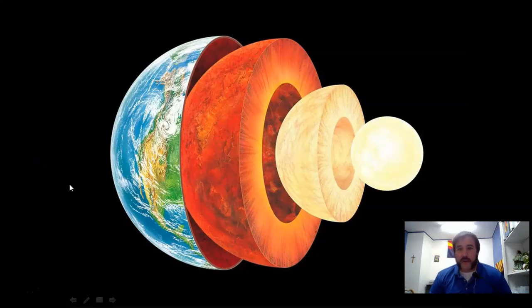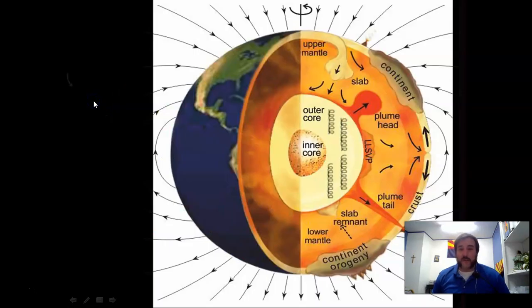Now here's a better picture that shows a little bit more of the earth cut in half. Again, the inner core is a solid mass. The outer core, which is still the core, the middle part, is the liquid part. And then we have the mantle, and then we have the crust here. And again, the crust is what we're used to, but really quite thin in comparison to the rest of the earth.